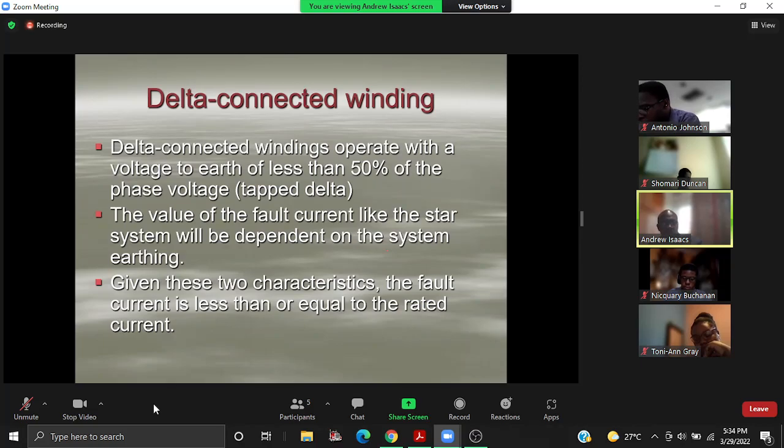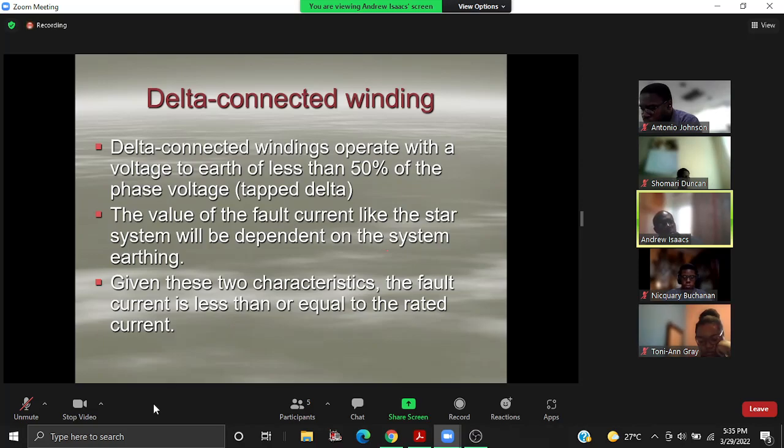So in terms of the magnitude of the current, that is kept below your rated current value. Again, my focus here for the delta and the star is just for you to appreciate that there is a difference between the fault current depending on the type of winding that you're using.